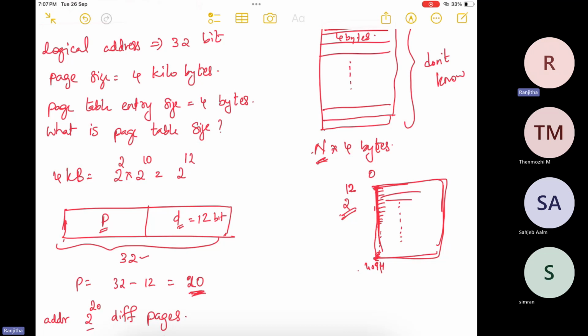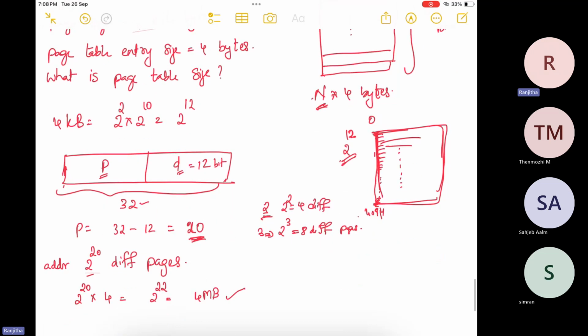So if we have 20 bits available, we can represent 2 power 20 different pages. Like I said, if we have 2 bits available, we can represent 2 power 2, that is 4 different pages. The same way, if I have 3 bits available, I can have 2 power 3, that is 8 different pages. So the number of pages is 2 power 20, and the size of the page table is, as we have seen, n into 4. So n we have got as 2 power 20, and thus the answer is 4 MB.